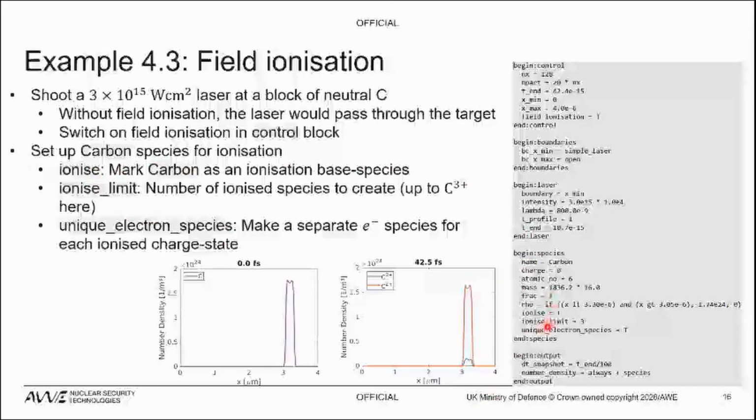We do this by setting this ionized term in our species block. So ionized is T. Ionized limit says, well, how many ionization events do we want? You don't need to set that, but there's no point in creating empty species if you don't ever expect them to be filled. So that's why you might want to do that. And if you want each carbon to emit to a different species, so electron from carbon 1, electron from carbon 2 in different species, you can set this parameter as well. Otherwise, you need to manually tell it which electron species to eject particles to.